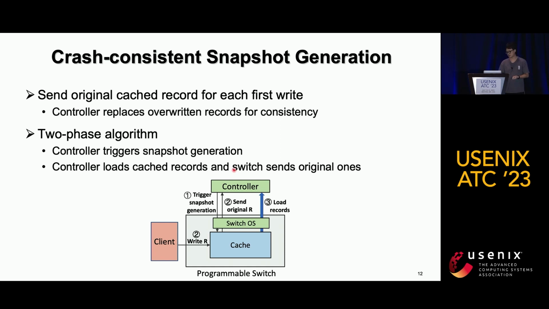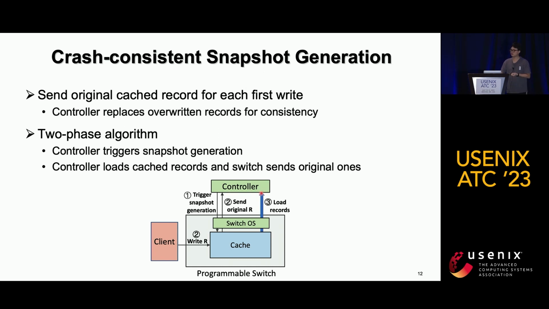So here are the details of our two-phase snapshot generation algorithm. Well, in the first phase, the controller will trigger snapshot generation in the switch. And in the second phase, the controller will load all cache records from the switch. During the second phase, subsequent writes could arrive at the switch. So for the first write of each cache record, FarReach will send the original record to the controller.